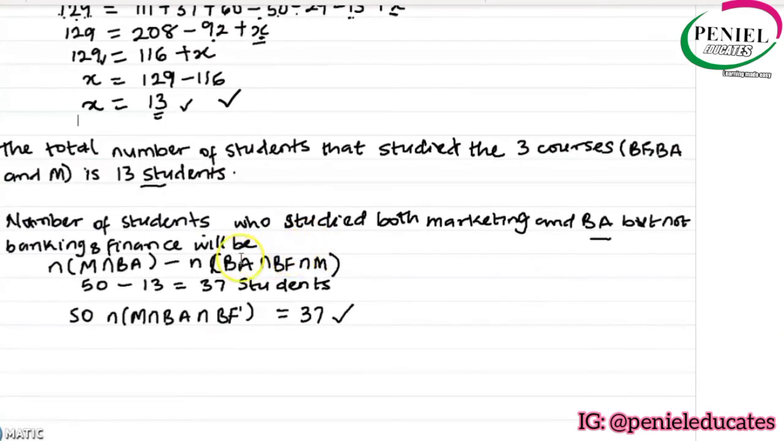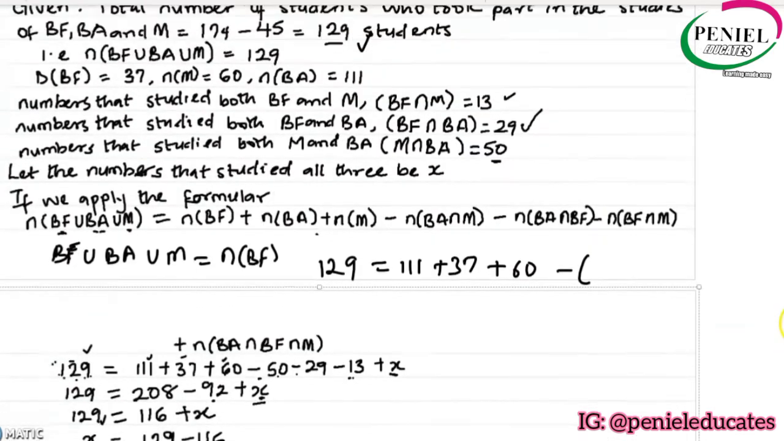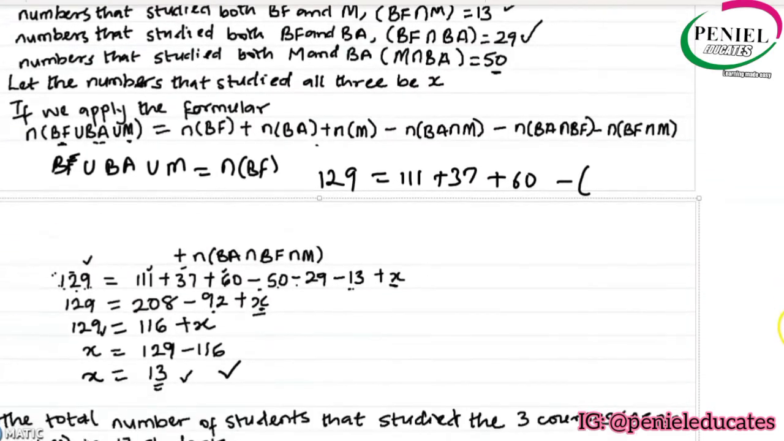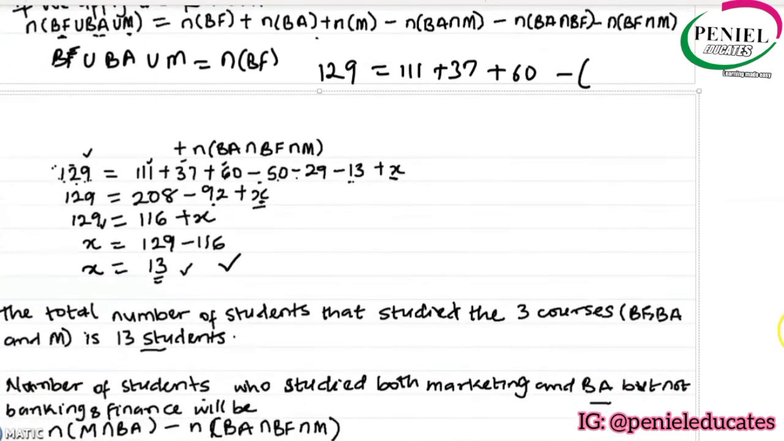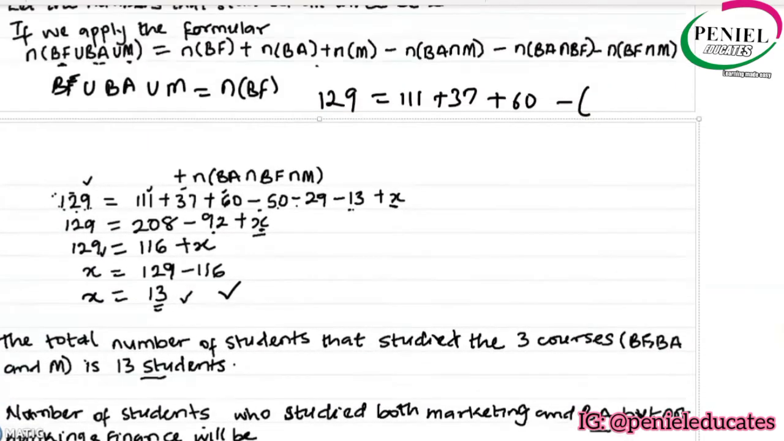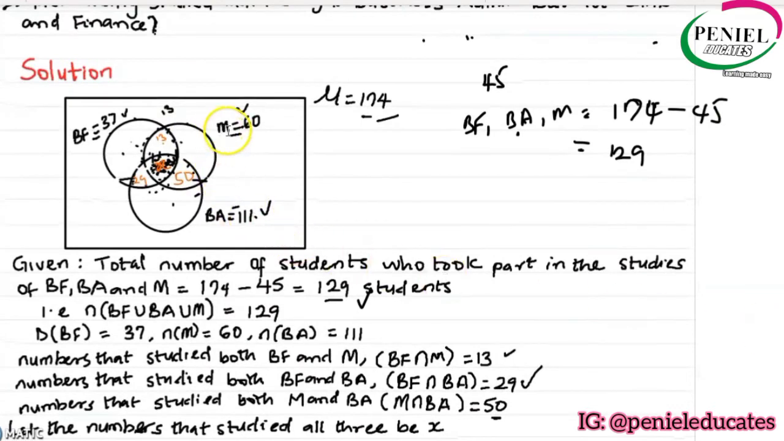What about the number of students who studied both marketing and business admin, but not banking and finance? Okay, so we have the number of students who studied both marketing and banking and finance. That is the intersect of marketing and business admin. Then it's going to be minus, let us look at that, all the intersects. That's people that studied marketing and banking and finance. This is marketing. This is banking and finance.